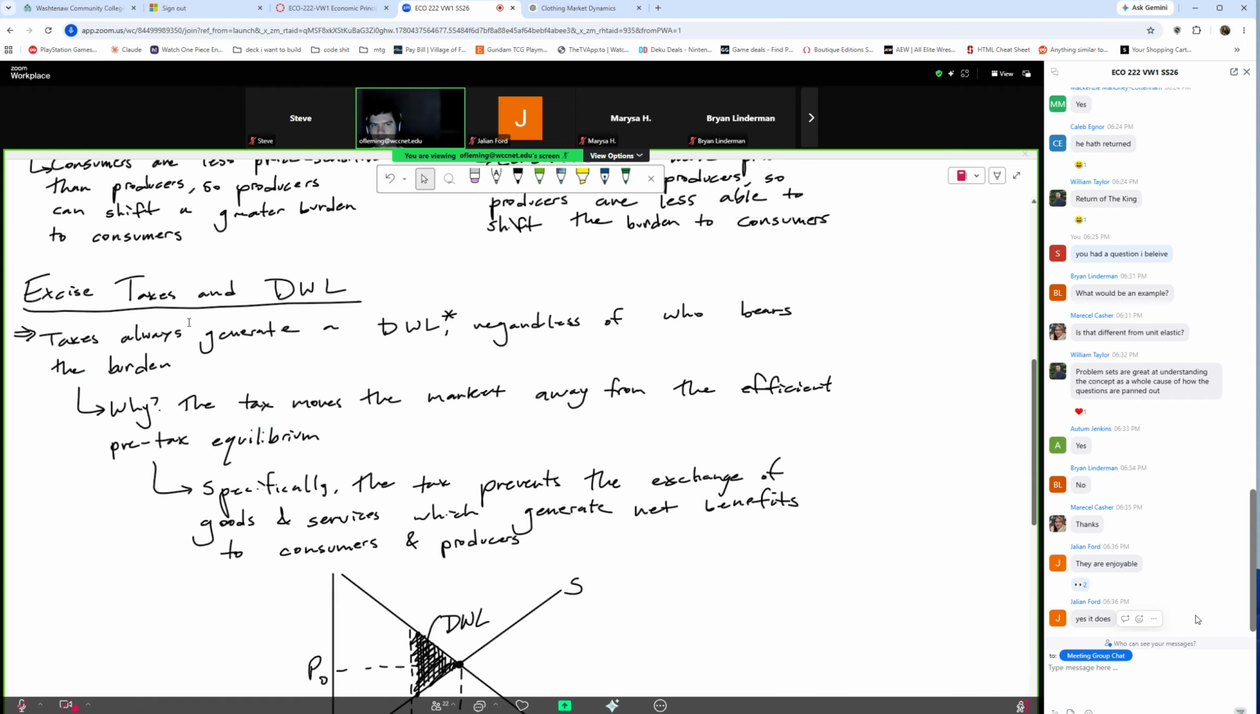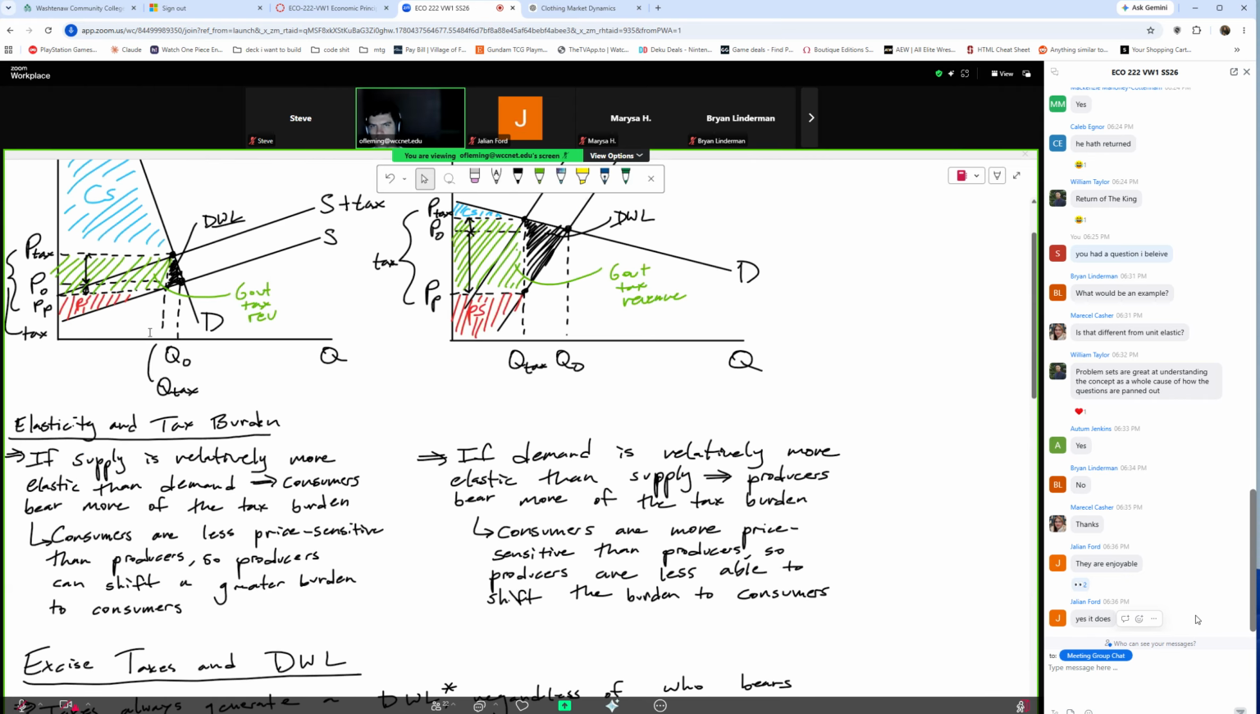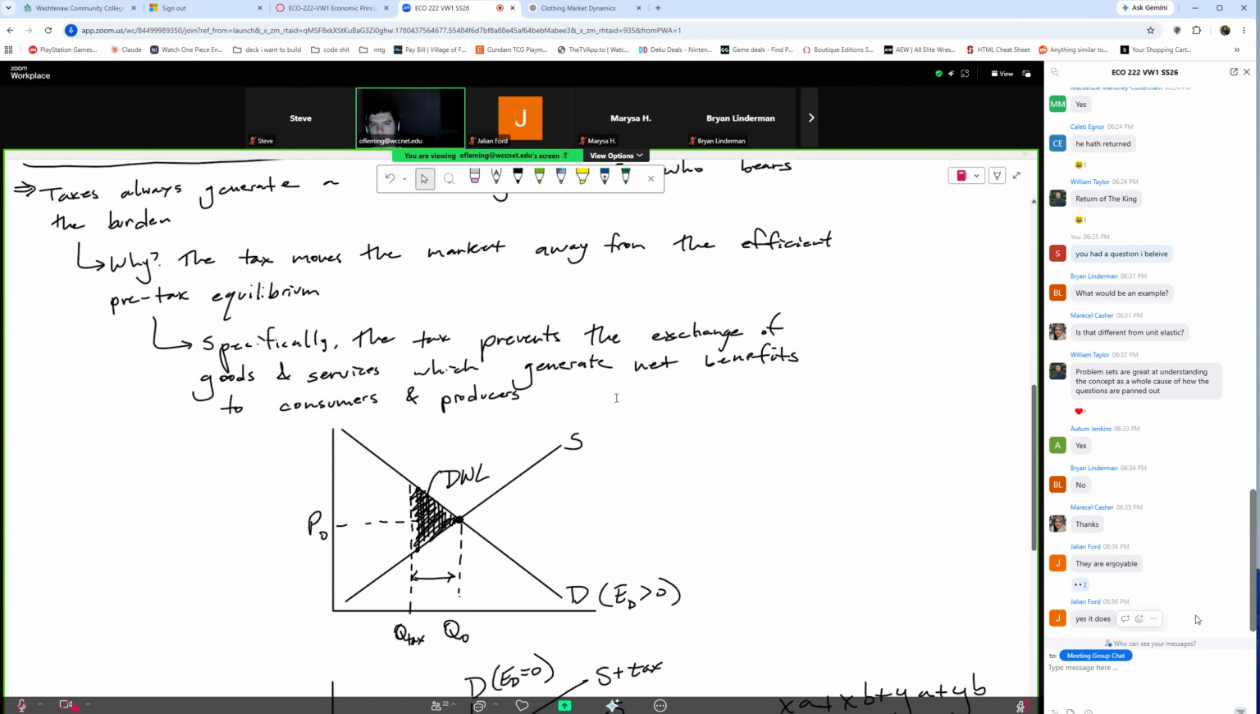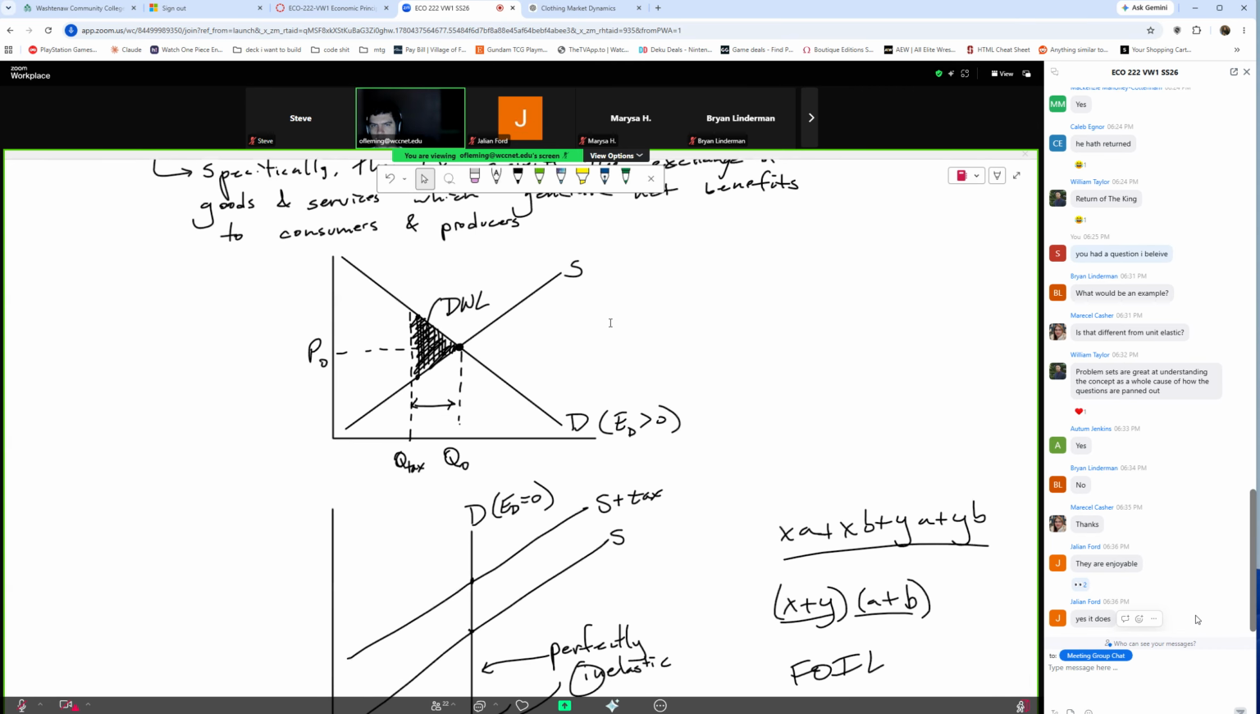The reason for that is that the quantity falls below the efficient equilibrium quantity. So you're moving the market away from the efficient equilibrium. That gives you a deadweight loss because it's preventing the exchange of goods and services which are net beneficial to consumers and producers. That's what this diagram is showing.